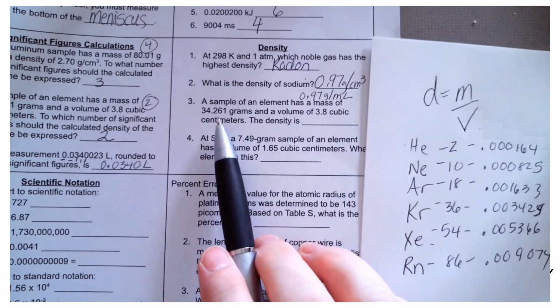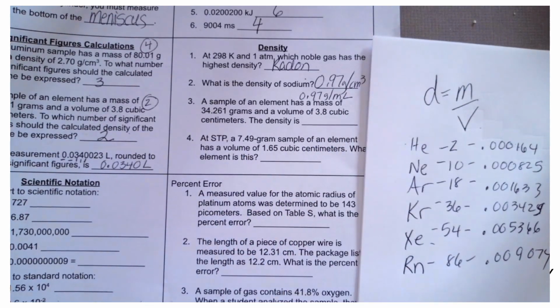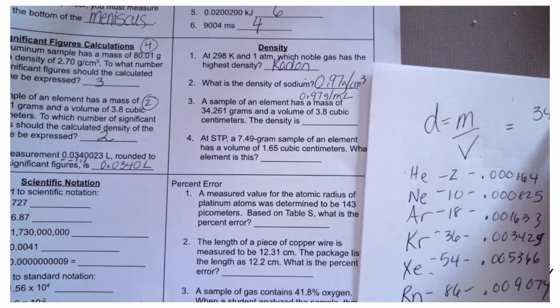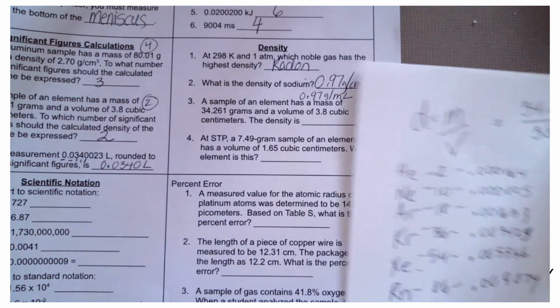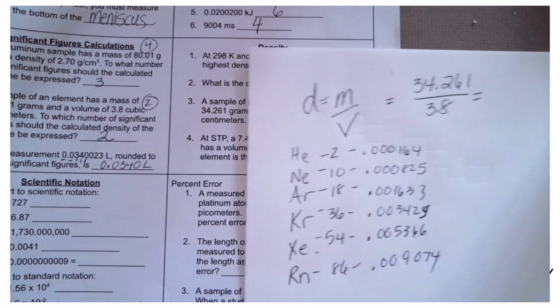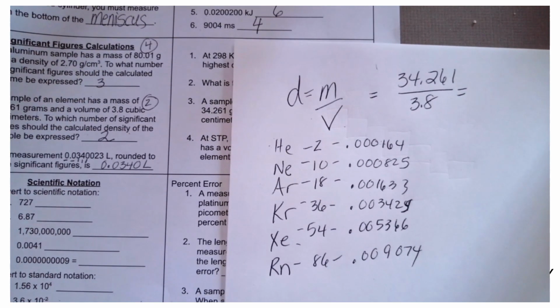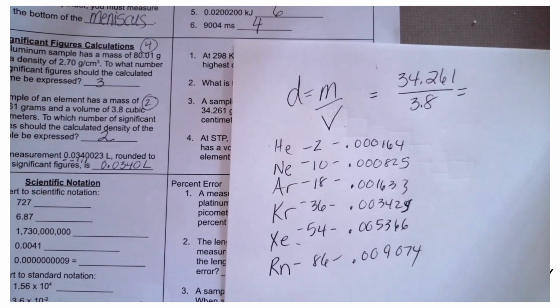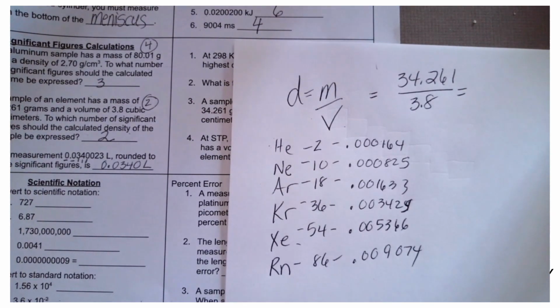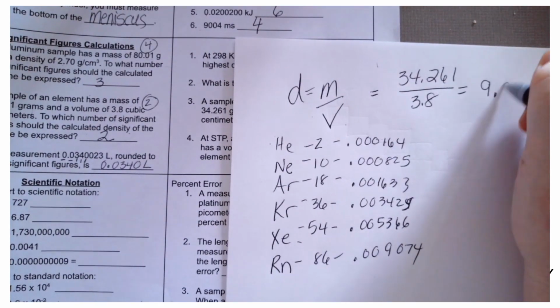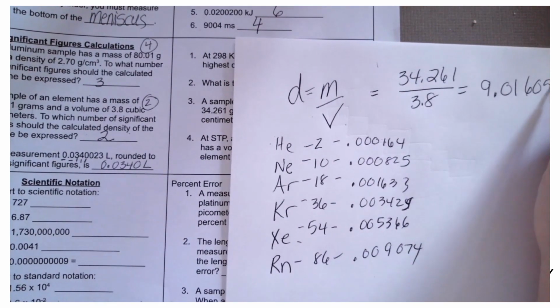A sample of an element has a mass of this and a volume of this. I want to calculate the density. Here I do need this formula. So mass is 34.261. The volume is 3.8. Now I need to do that calculation, right? So I'm gonna just plug this into a calculator. I'm gonna do 34.261 divided by 3.8 equals, and I get a lot, 9.01605263.